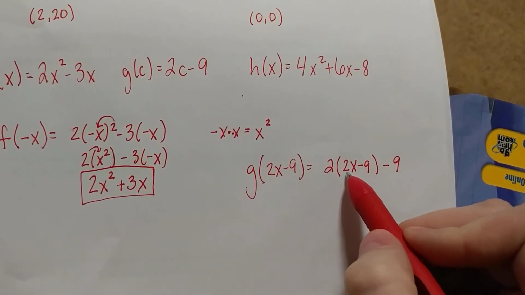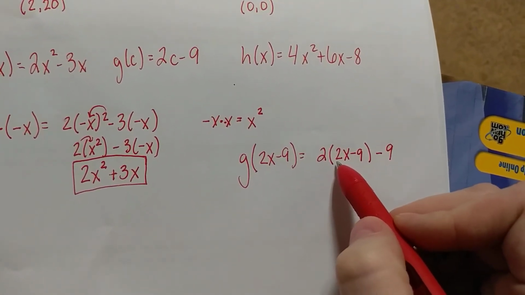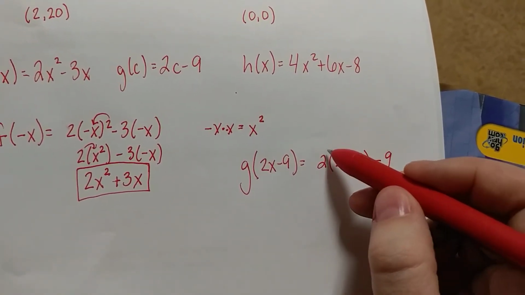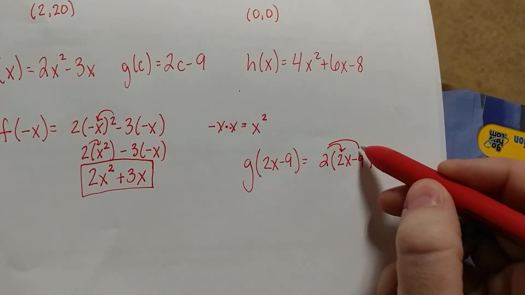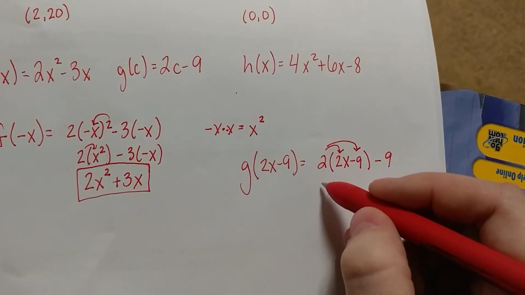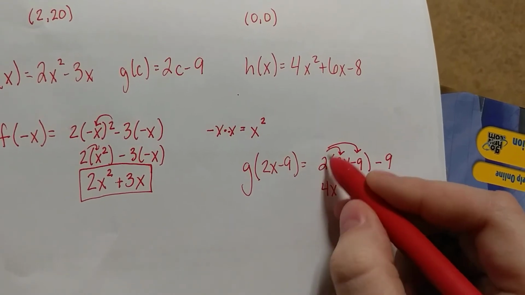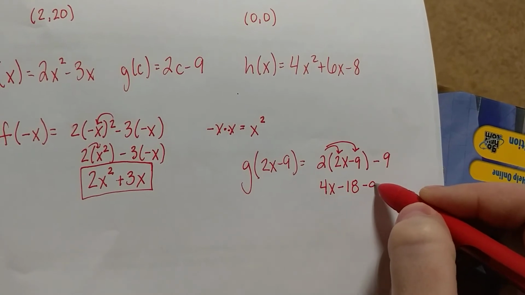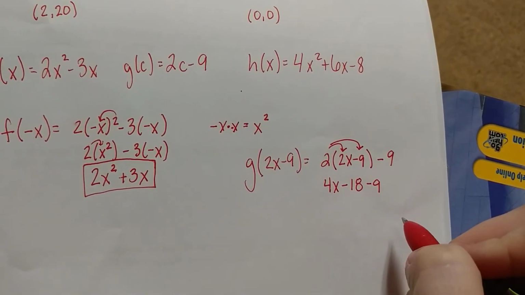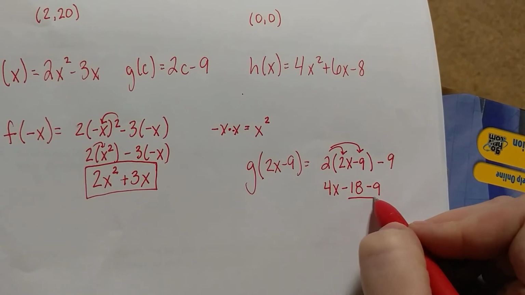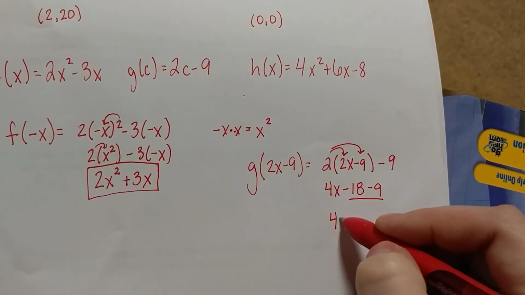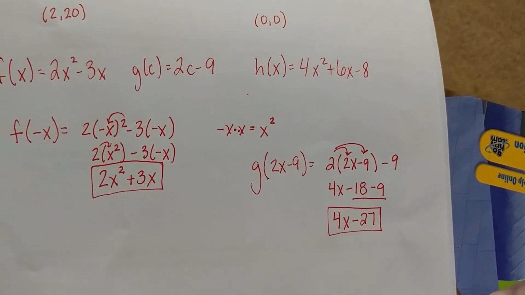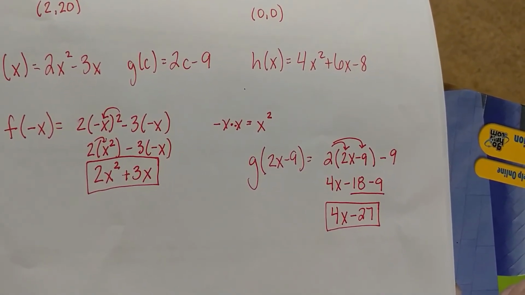So here, do we have Please Excuse My Dear Aunt Sally, PEMDAS, parentheses? There's nothing I can do there because they're not like terms. There are no exponents. Then that would be multiplication. I'm going to multiply that 2 to everything inside of there. 2 times 2x is 4x. 2 times negative 9 is negative 18. And then I would just bring down that negative 9 because there's nothing to do there. So I'm looking for like terms. Right there, we would get 4x minus 27. That's your solution. Really big difference from 2x minus 9.